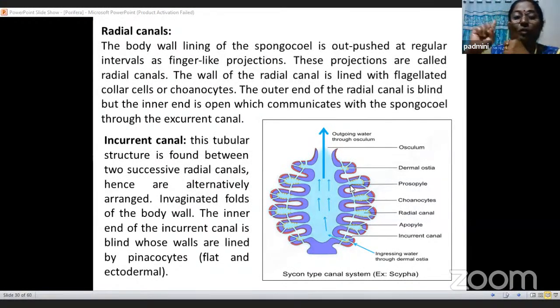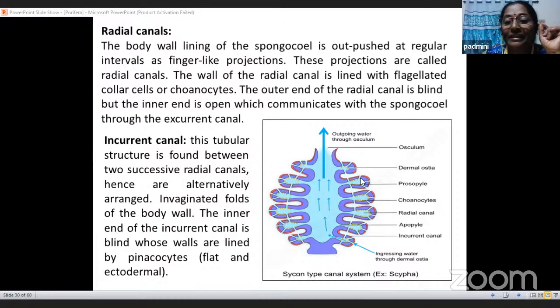First thing, talk about the radial canal. What is a radial canal? The outpushing is the radial canal. The inside one, the tubular structure, is the incurrent canal. The openings of the incurrent canal are called the prosopyles.